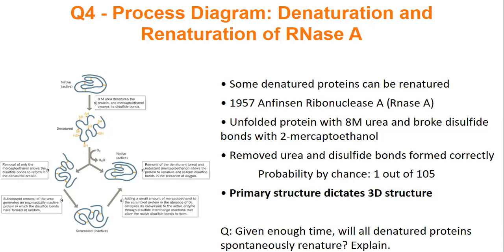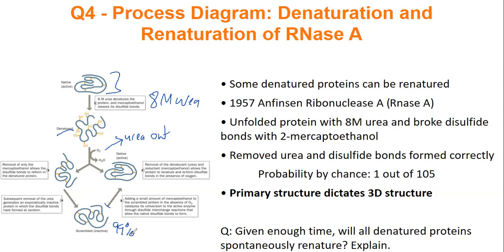What he did is that he took the protein ribonuclease A and he broke all of the disulfide bonds with 8M urea. Then he took the urea away. And what he found is that when he denatured his RNase A and took away the urea so it could fold up, roughly 99% of that protein refolded correctly.